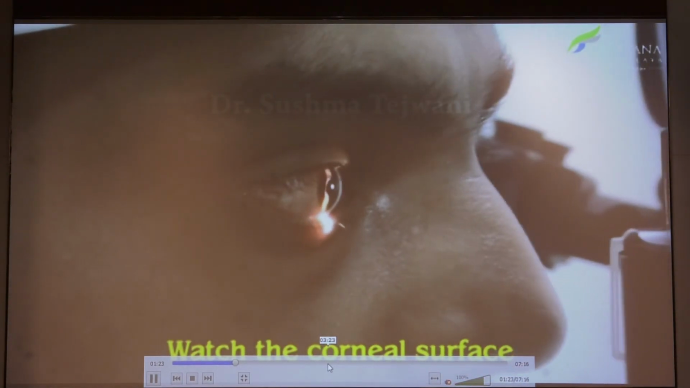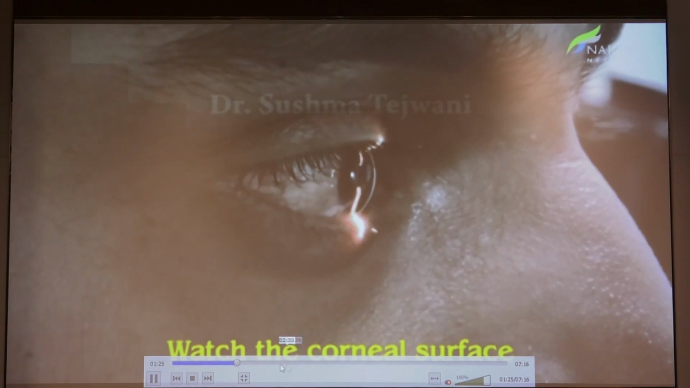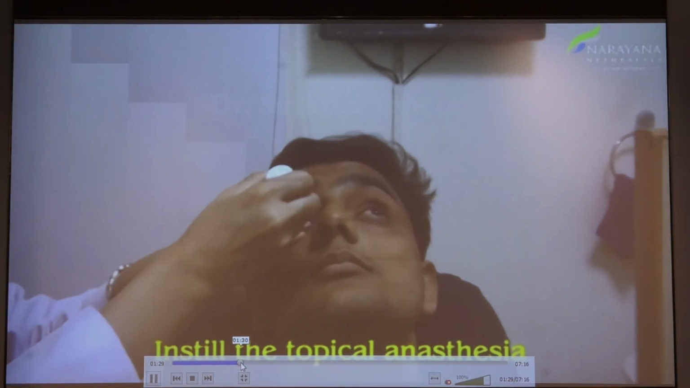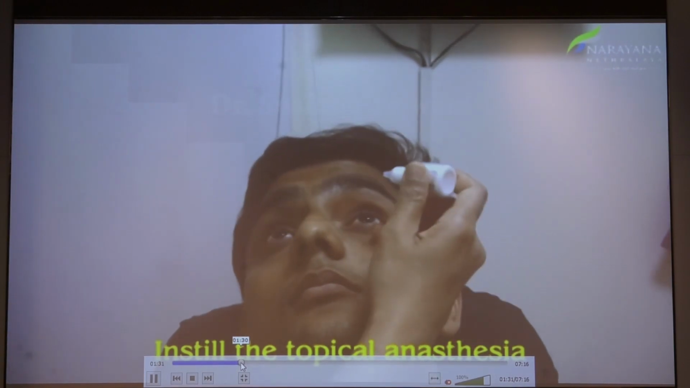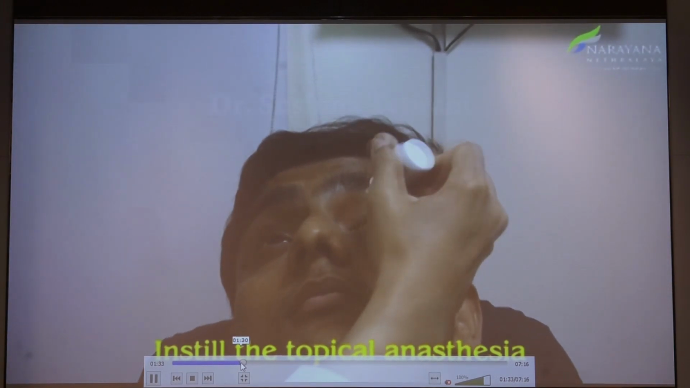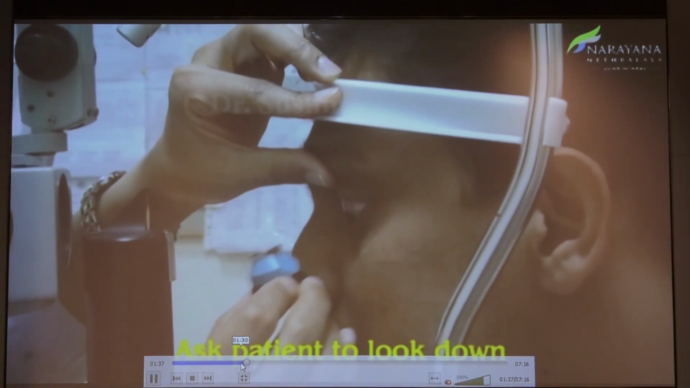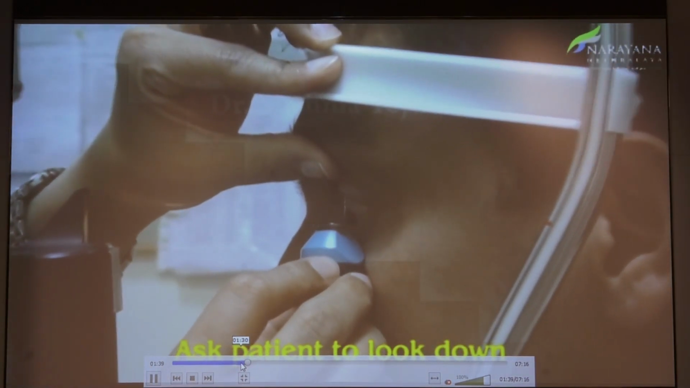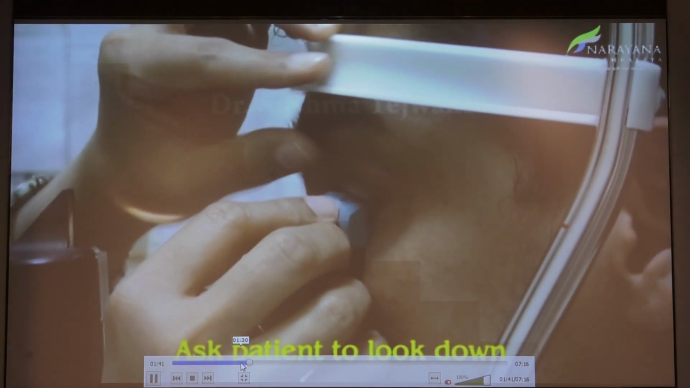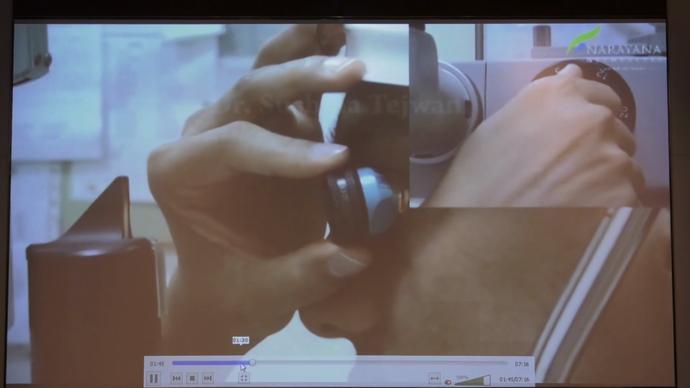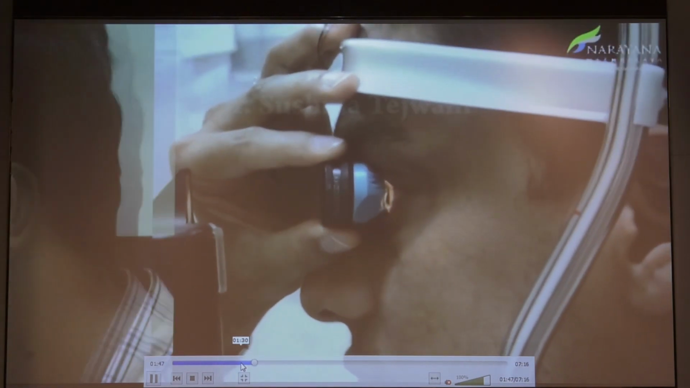Okay. So now you watch the corneal surface so that you know that you're not doing any harm to the patient by doing gonioscopy. The surface is all right. You use a topical anesthesia, and then the patient is ready. Now this is a 2-mirror where you need a coupling agent. So you ask the patient to look down, fix the lens over it. Since it is a coupling media, it holds very well. Then you can look at the angle and increase the magnification.